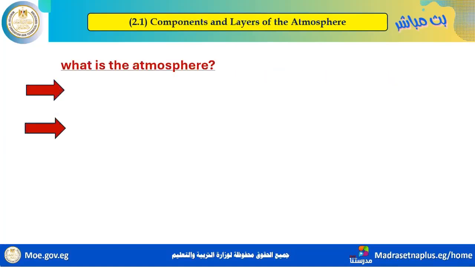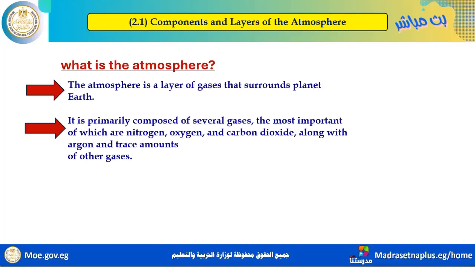First, what is the atmosphere? What do we mean by atmosphere? First, the atmosphere is a layer of gases. Imagine our planet is surrounded by a layer of gases. So our planet Earth is one of the planets which have an atmosphere. The atmosphere is a layer of gases that surrounds planet Earth.